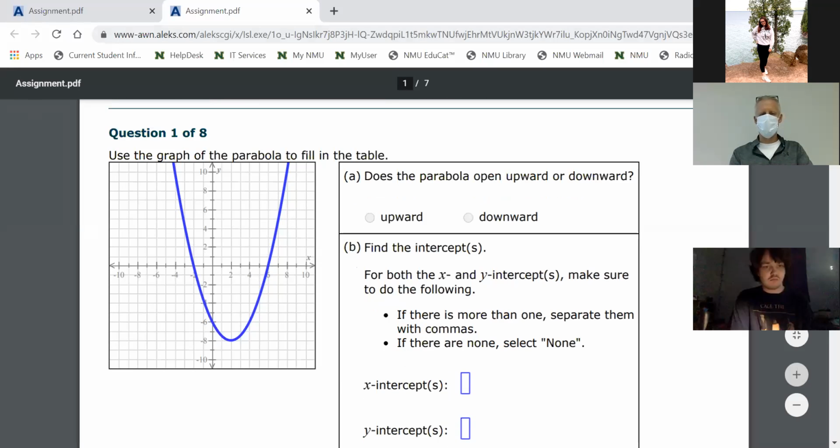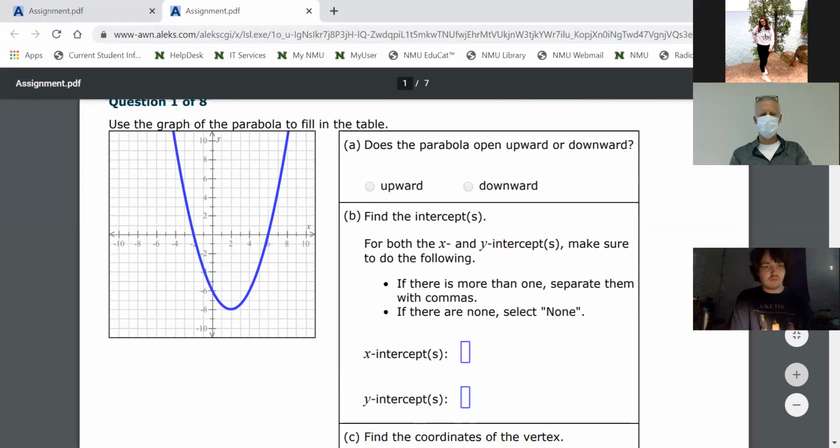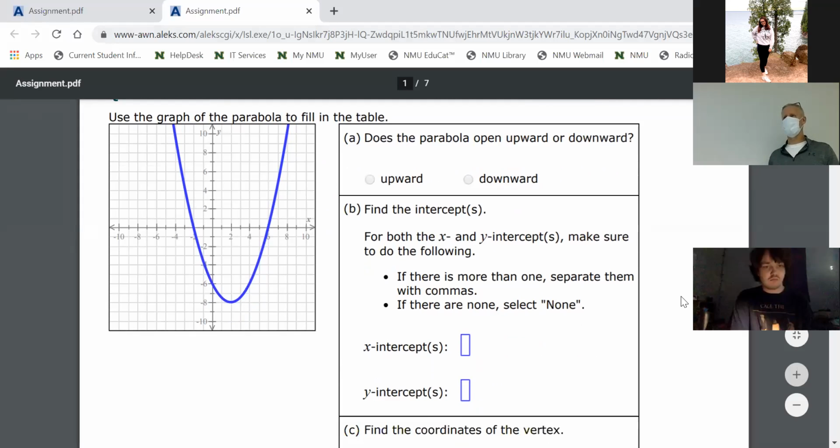Okay, so here is the start of section 5. But this is from a graph. Okay, so it asks, is it opening up or down? Up. Find the intercepts. For both x and y intercepts, if there's more than one, separate them with a comma, so it doesn't want ordered pairs. Okay, so x intercepts, I just need to read the graph. I think that looks like 6 and -2. Y-intercept looks like -6. So you're just reading the graph for this one.